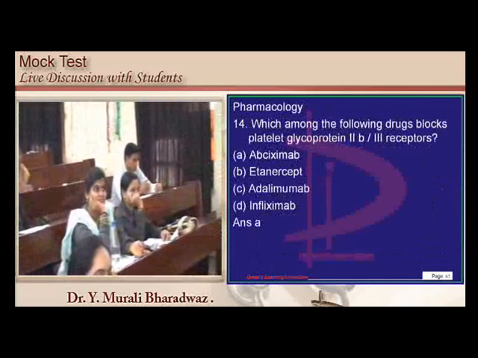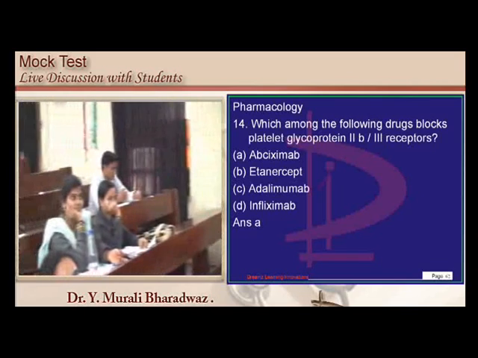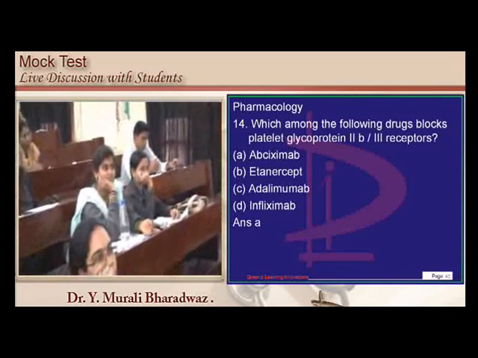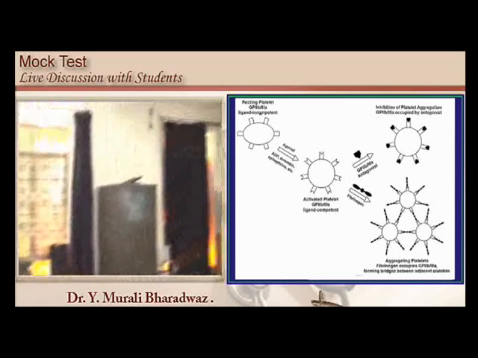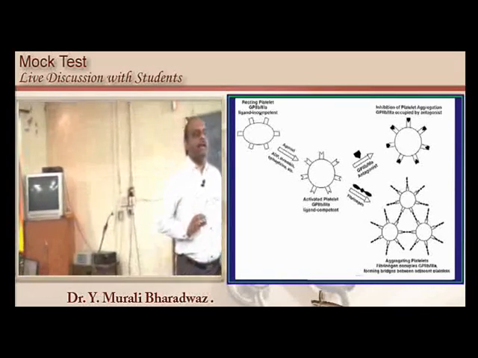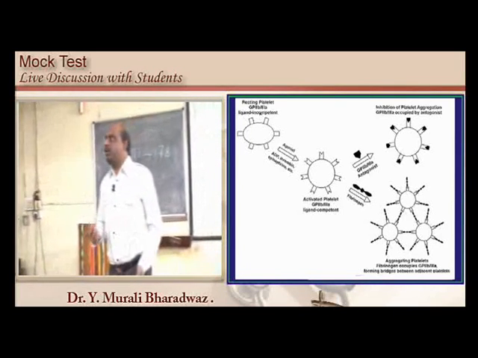Then glycoprotein 2B3A receptors. Can you tell me a drug which is against them, doctor? Abciximab is the one which is against the glycoprotein 2B3A receptors. Very traditional paper. One question should definitely be there on antiplatelets, aspirin, clopidogrel, etc. You should be very sure.